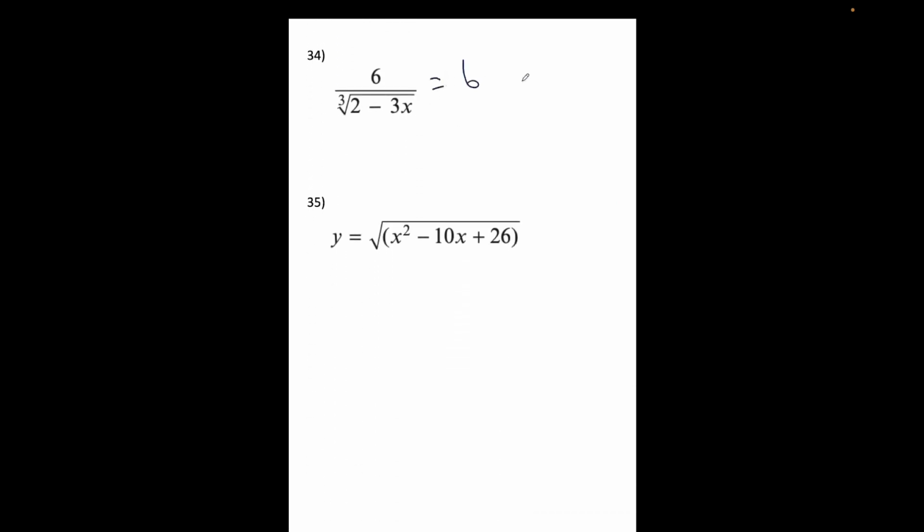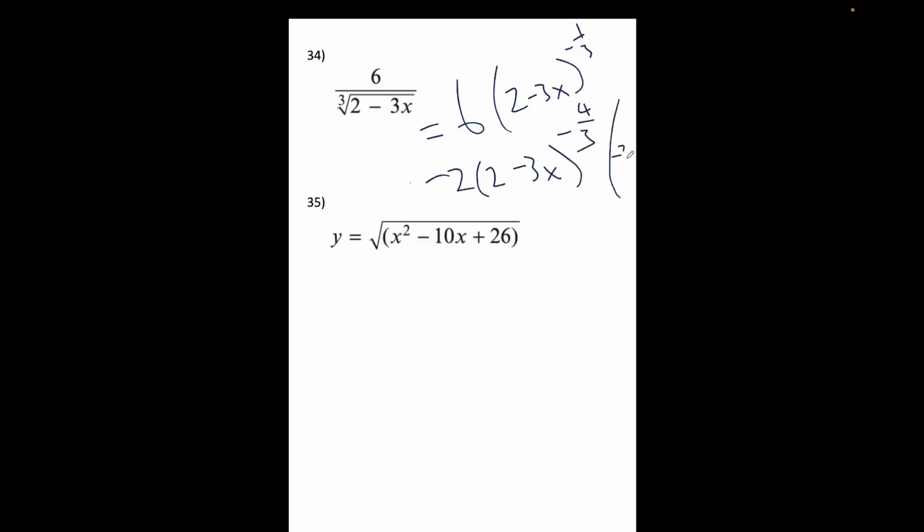This is going to be the same thing as 6 times by 1 over cube root. Isn't that just going to be the same thing as 6 times 1 divided by the bottom stuff over here to the power of a third, which is the same thing as 6 bracket 2 minus 3x to the power of negative a third. And that's easy to differentiate now. 6 times negative a third is negative 2 bracket 2 minus 3x to the power of negative 4 over 3 times that whole thing by negative 3, which is 6 bracket 2 minus 3x to the power of negative 4 over 3.